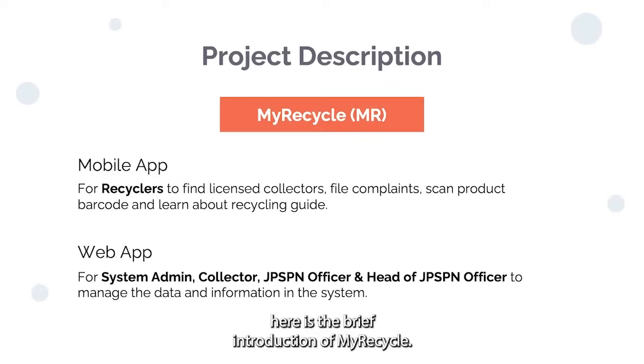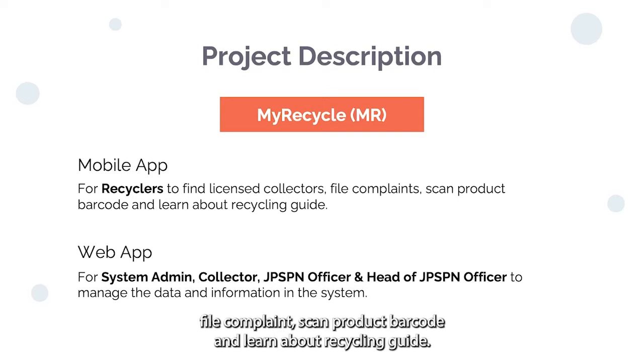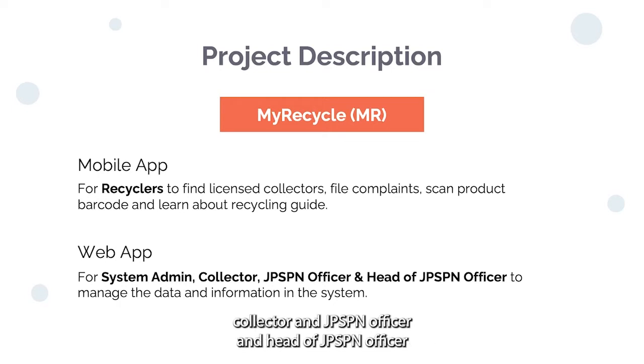So here is the brief introduction of MyRecycle. MyRecycle is a combination of mobile app and web app. For mobile app, recyclers can find license collectors, file complaints, scan product barcode, and learn about recycling guide. And the web app is for system admin, collector, JPSPN officer, and head of JPSPN officer to manage the data and information in the system.